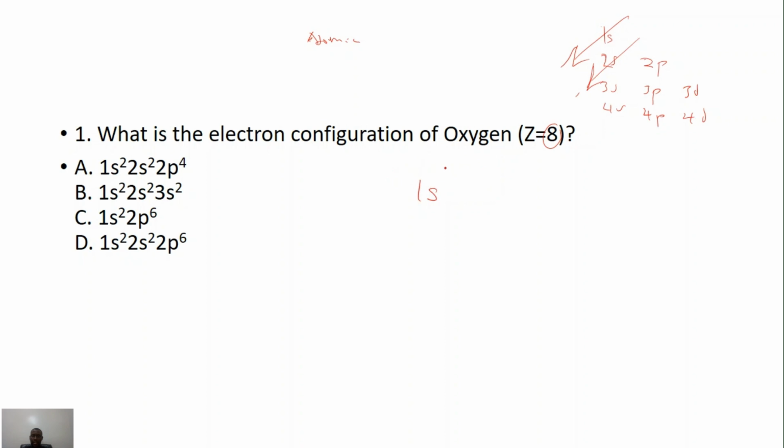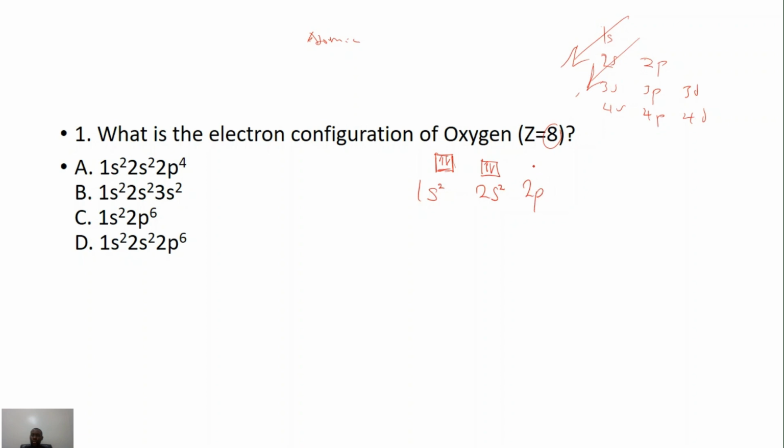We know that s orbital has one orbital to fill. The first two electrons will fill it, then they will move to the next, which is 2s. So this is 2s. This one also has one orbital. The next two electrons will fill it, making 4. The next electron will go to 2p.